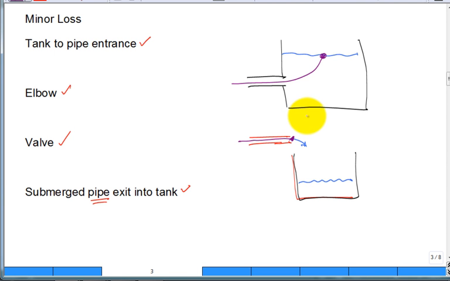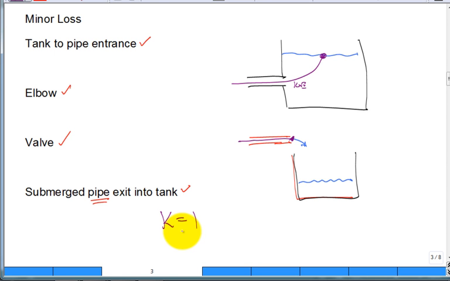So basically the loss coefficient accounts for the kinetic energy of the flow coming out that is dissipated. That's exactly what it is. And the loss coefficient for this submerged exit is 1.